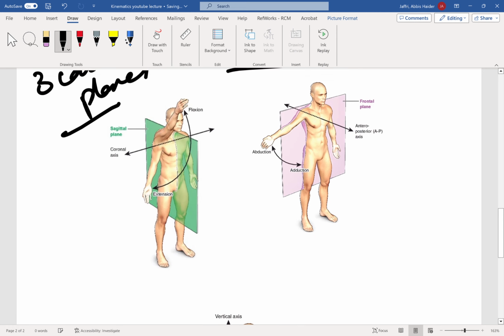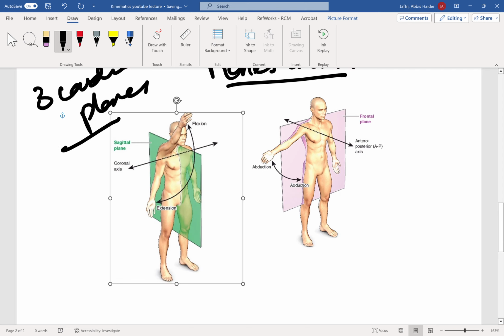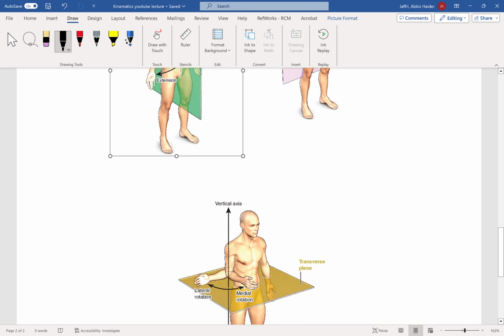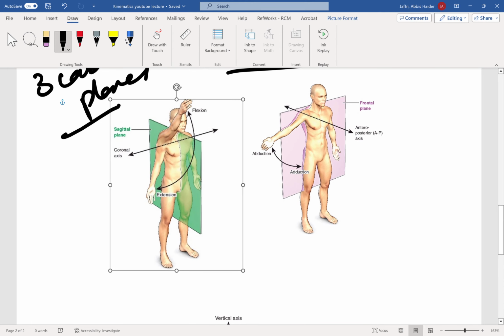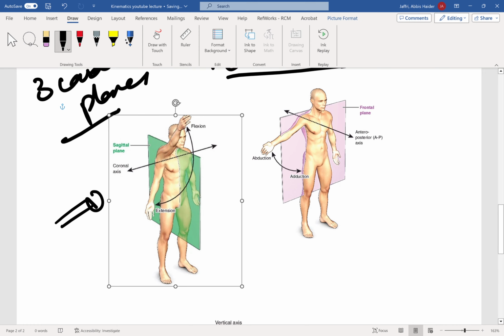And when we talk about these planes, we have three planes. We have a sagittal plane, we have a frontal plane, and we have a transverse plane here. The sagittal plane basically is a plane where the motions are happening in front and back. So all the front and back motions are happening in the sagittal plane.